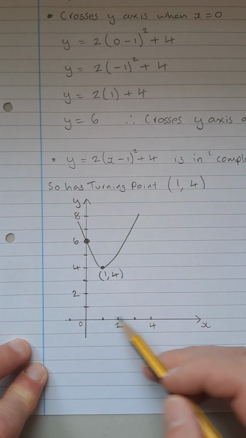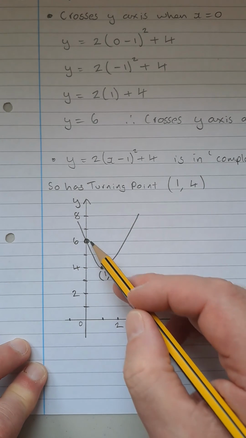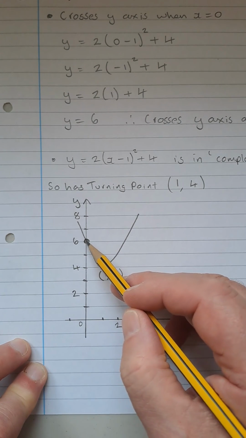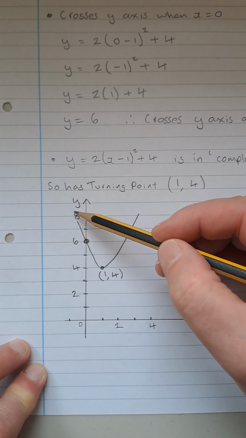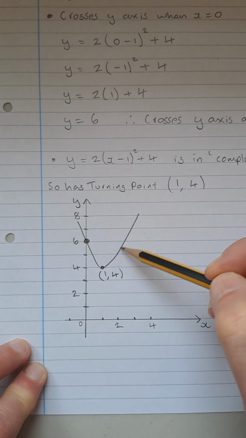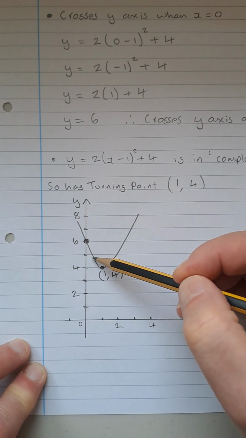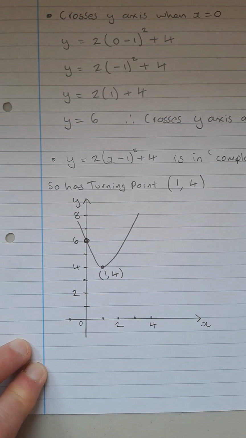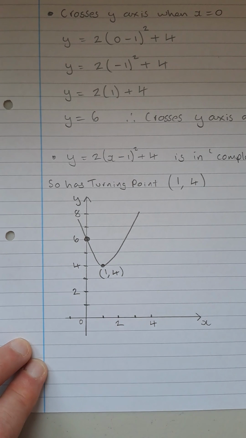So you can see my xy axis there. There's the point (1, 4), and there is the point (0, 6). As I said earlier on, I know this is a parabola, so it comes down, turns, and then goes back up in a similar way to it coming down, back up there. And there is my sketch showing all the features they wanted.